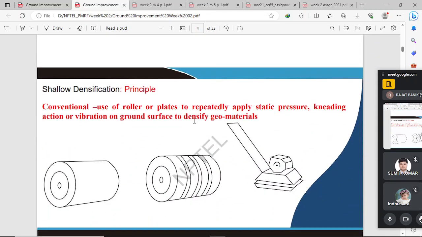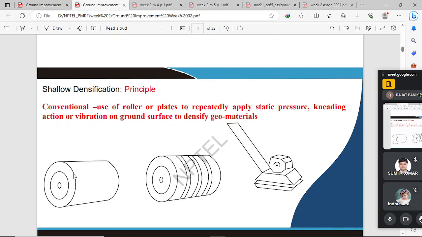Then we see the different types of machinery used for shallow densification. Here we see three pictures. The first is the smooth roller, the second picture is the pneumatic roller, and the third is the vibratory plate.